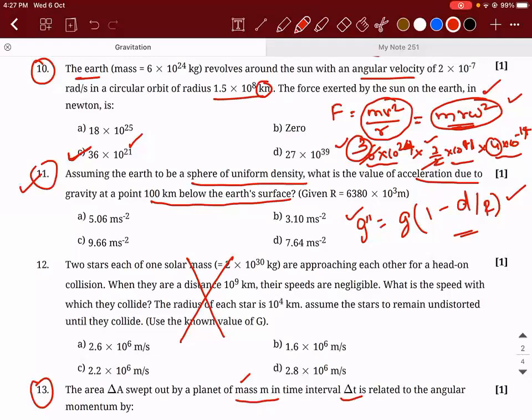100. Actually, 1 lakh, I think. 10 lakhs, sorry, sir. No need. What you can do is you can put this as 100 and this you can leave it as 6380 kilometer. Sir, but G would be in meter per second square, right? But here kilometer and kilometer will get cancelled. Tada. Okay, sir. Understood.